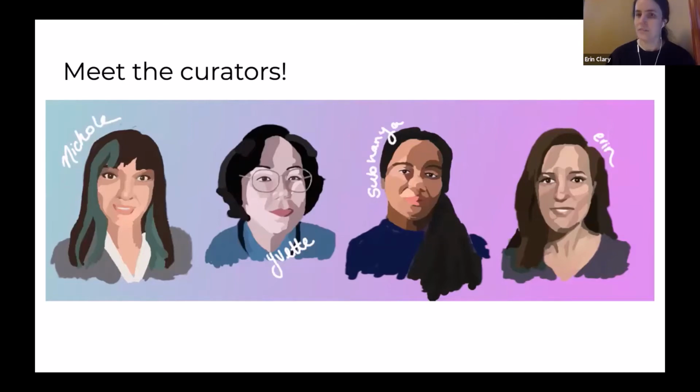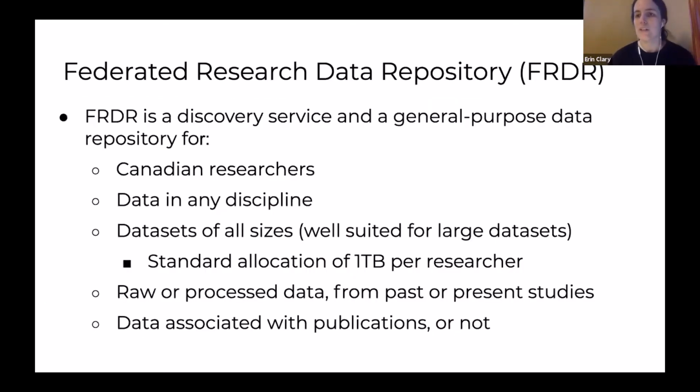So FRDR is both a discovery service for Canadian data and a general purpose data repository. It's open for faculty members or their designates from Canadian institutions or organizations that are eligible to receive tri-agency funds. Any of them can deposit data in FRDR. We accept data sets from any Canadian researcher in any discipline. And we're especially well suited for medium and large size data sets that can't be accommodated by, for instance, an institutional data repository or a disciplinary data repository.